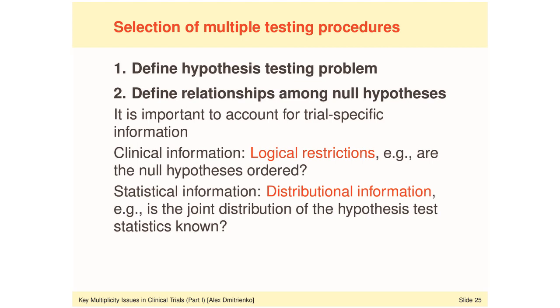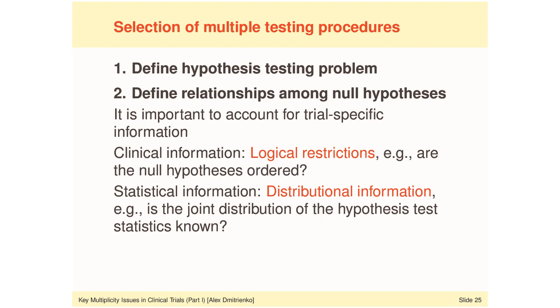There are lots of choices. Which is the best choice? To answer these questions, we will go through the following steps. Step 1, we will define the hypothesis testing problem, which means that we will define the individual null hypotheses that will be tested. Step 2, we will define the relationships among the null hypotheses of interest.